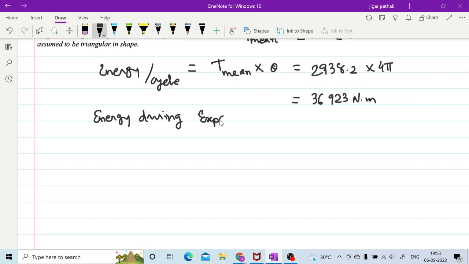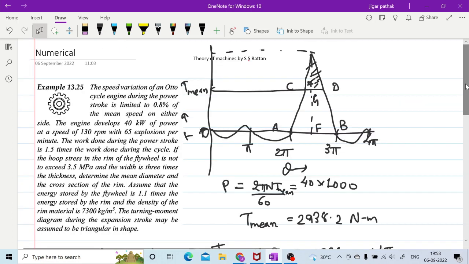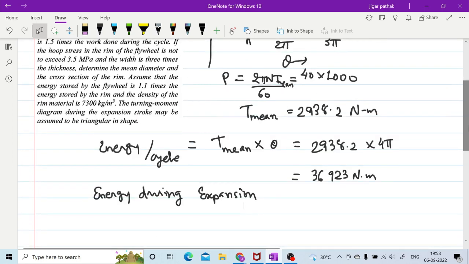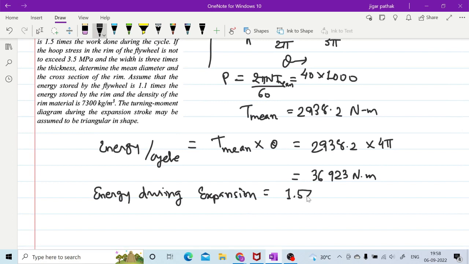Now once you have this, then energy during expansion. Can you kindly go to the previous slide for me? Yes, energy during expansion is 1.5 times this one. So here energy during expansion is 1.5 times this. So what is that? 55384.6, or 55385 let us say, almost Newton meter.